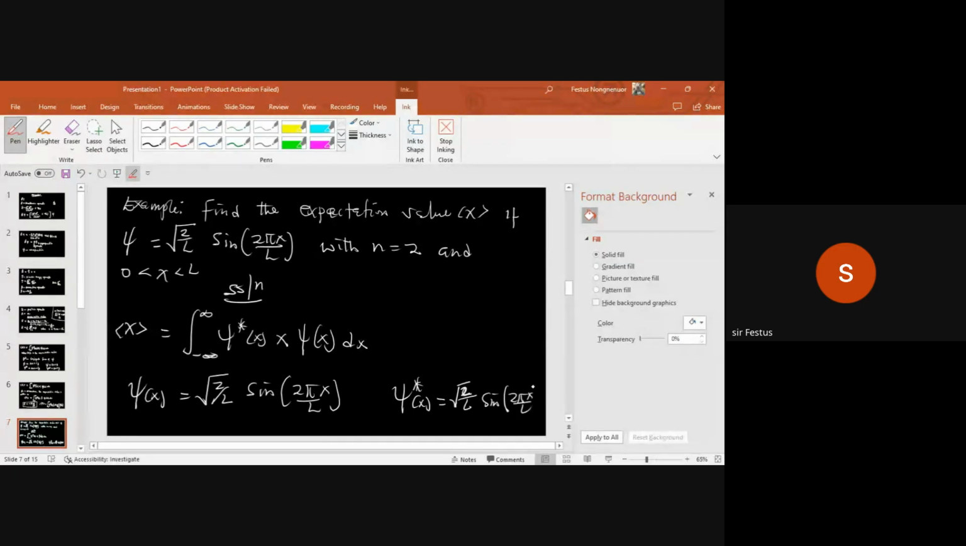Now, after you define your wave function and its conjugate, you send it back to the general expression of the expectation value. Then you substitute your limit. So we are now coming to substitute psi and psi conjugate into equation star star.